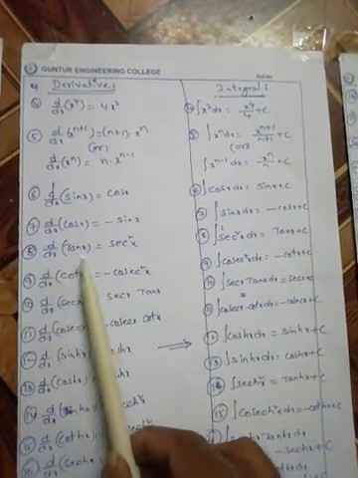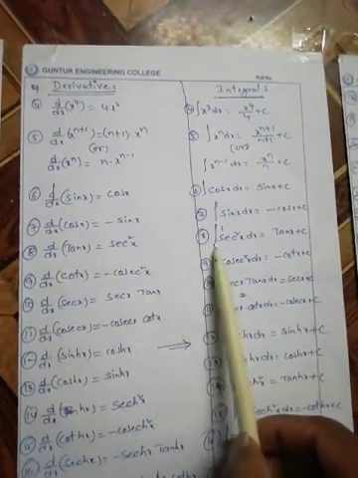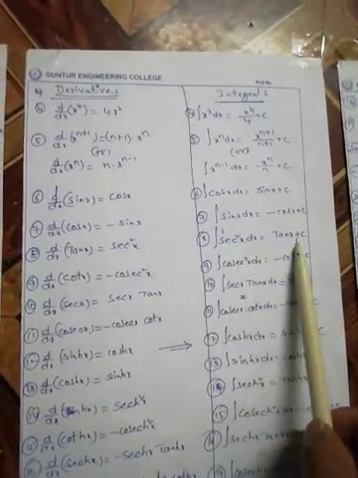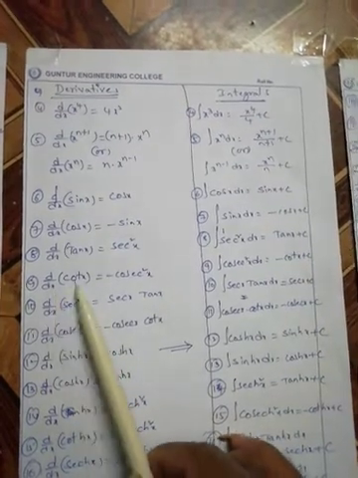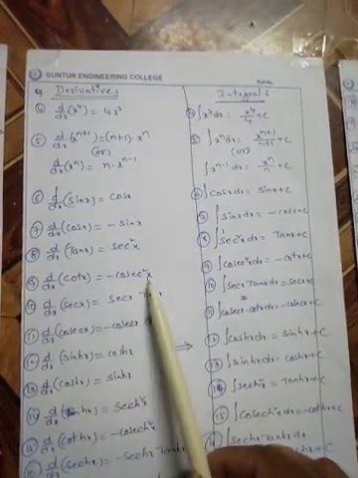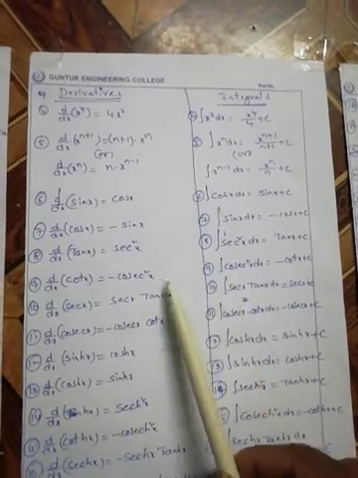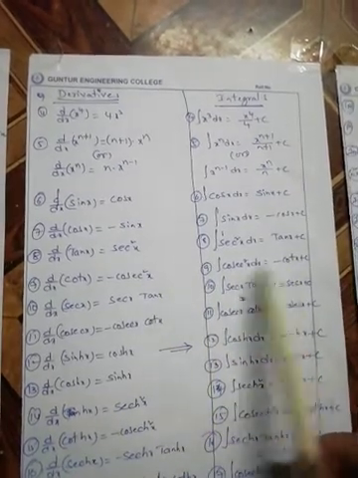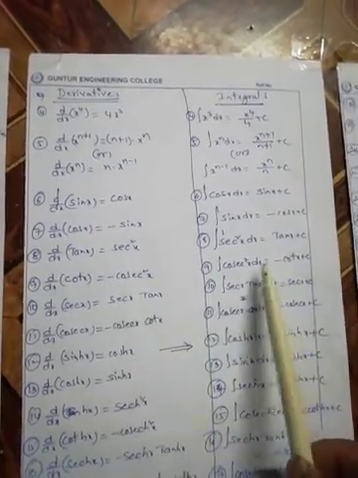D by dx of tan x is equal to secant square x. Integral secant square x dx is equal to tan x plus c. D by dx of cot x is equal to minus cosecant square x. Integral cosecant square x dx is equal to minus cot x plus c.